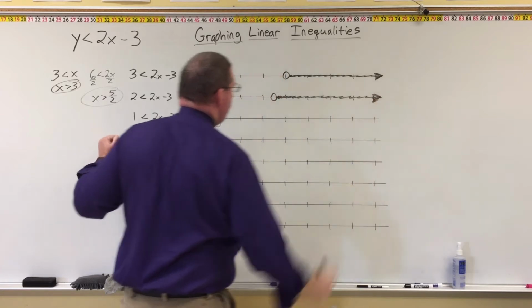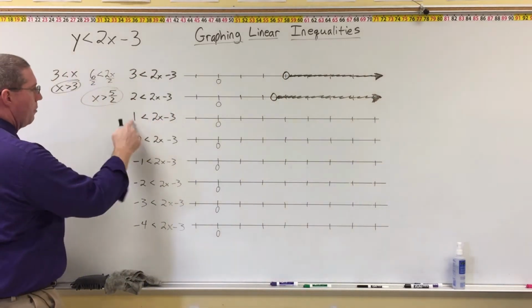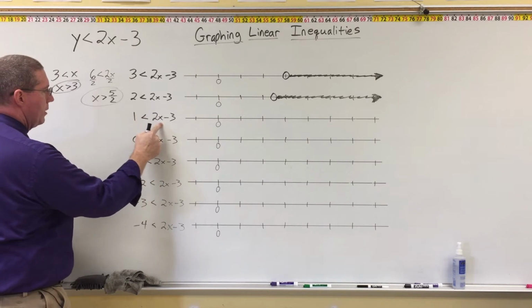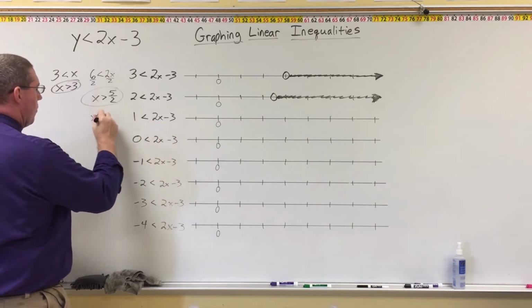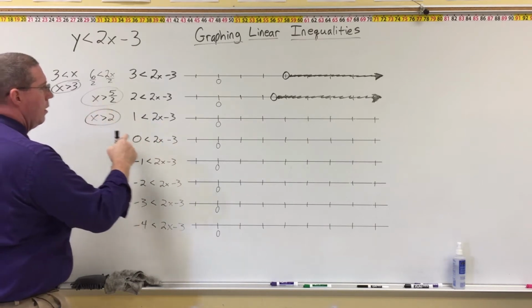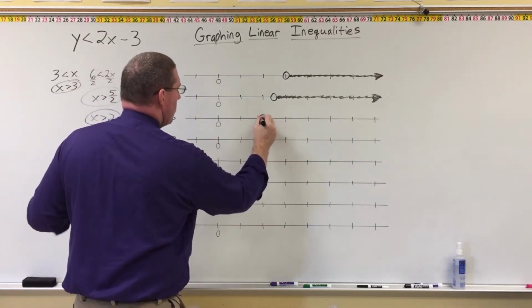All those numbers, right? Okay, good. Now for this one, add 3 to both sides. This becomes a 4. Divide by 2. That means x is greater than 2. Okay? And so we'll go 1, 2. We'll open circle.